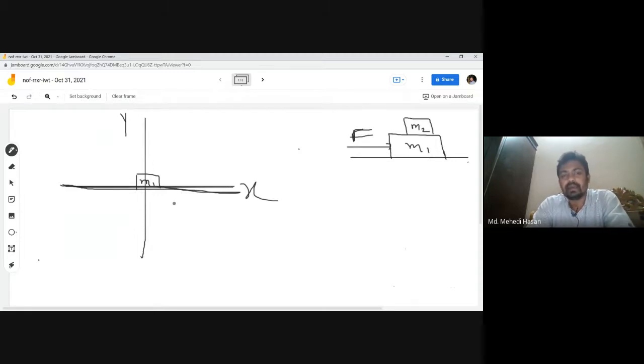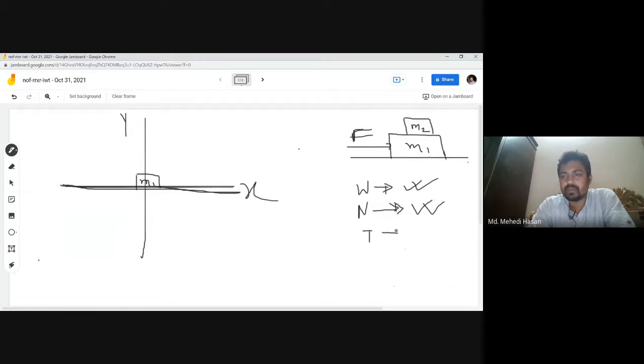Then keeping M1 at the center, we have to find out how many forces are acting on M1. Okay, let's go one by one. So weight is present on M1. The second one is the normal reaction force, N. Since the object is on a surface, N is also involved. N is acting.